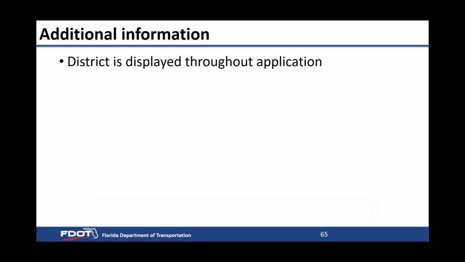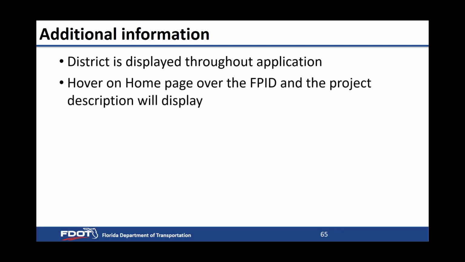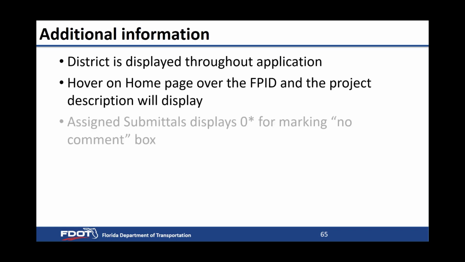So some additional information. The district is displayed throughout the application now. It didn't used to be. That's a feature we added about a year ago. If you hover on the home page and you hover over the FBID number, it will return a description of the project from the FM. As I mentioned before, if you click no comment, it'll display under your assigned submittals as a 0 and an asterisk that you had no comments on that particular submittal. It'll also show on the staff assignment screen that you had no comments.